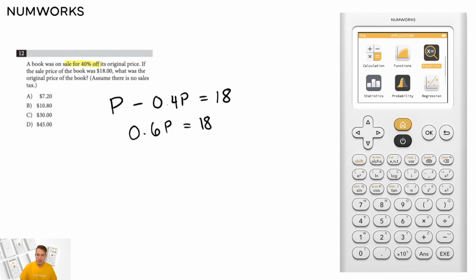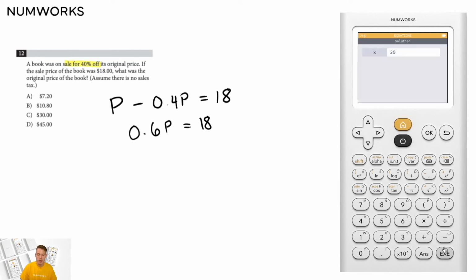Using the equations application of the NumWorks calculator, we can solve this equation. We see the original price is $30, or option C.